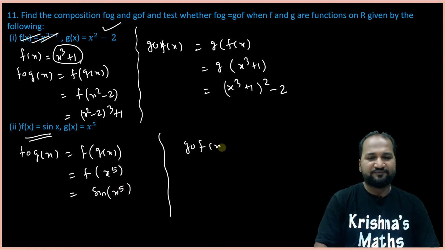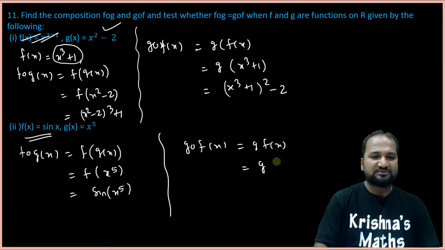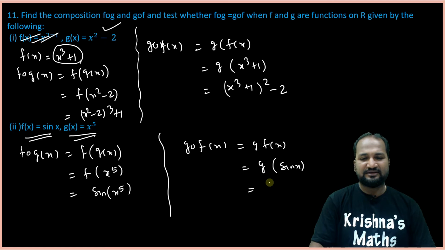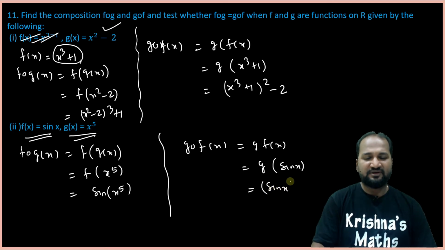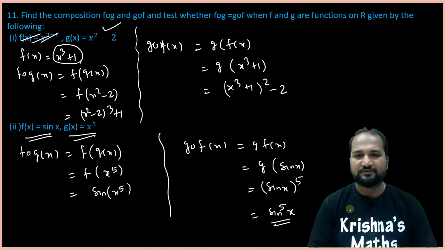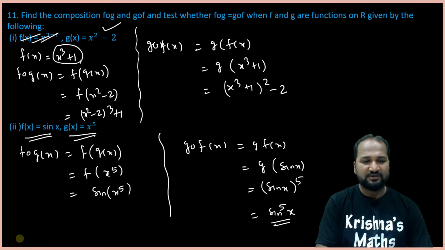Now g of f of x is equal to g of sin x. Here g of x means x raised to 5, so replacing x with sin x we get sin x raised to the power 5, which can also be written as sin raised to 5 x. Here f and g are functions on R. Done.